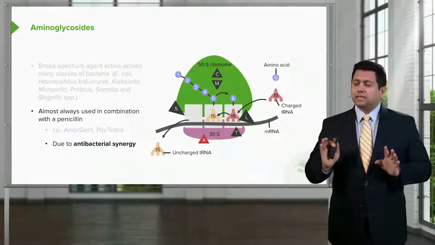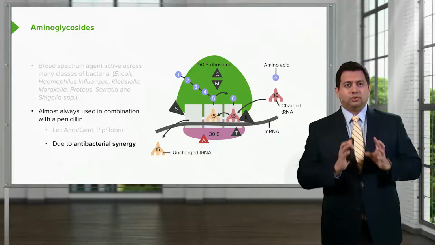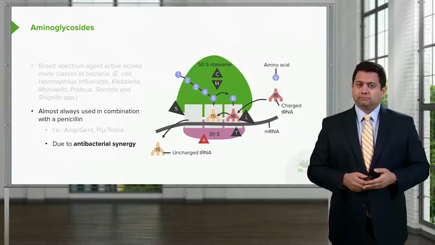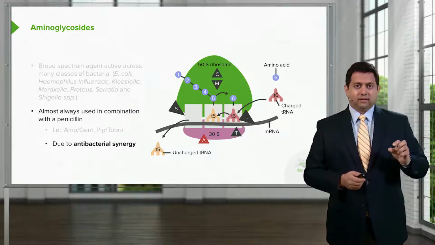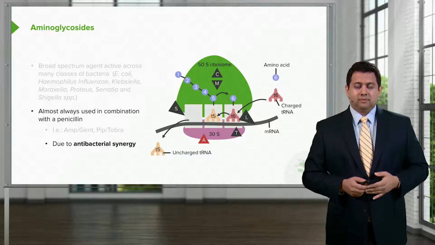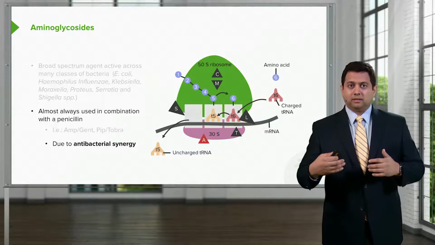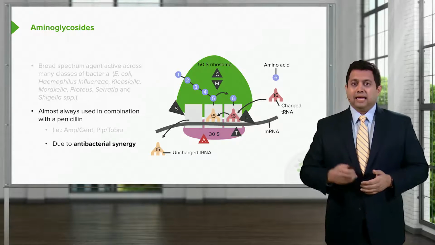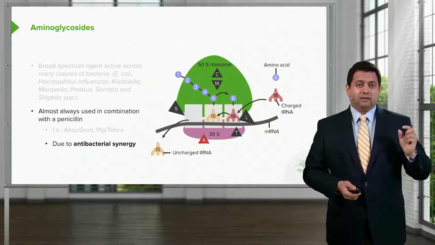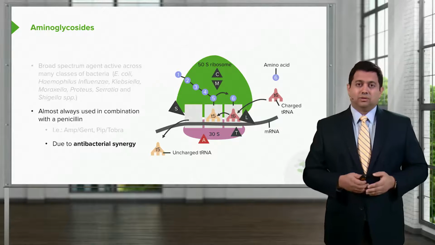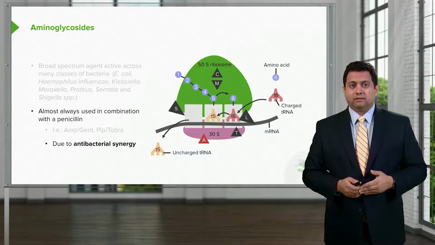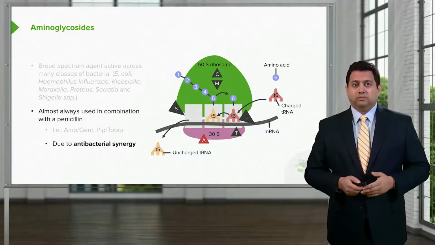The reason why these two combinations work so well is because of something called antibacterial synergy. What does that mean? The ampicillin or the piperacillin, their job is to open up the cell wall. That allows the gentamicin or the tobramycin to get into the cell, and now their concentration near the ribosome is much greater. The ampicillin knocks down the door, and the gentamicin goes in through the door and does the job. That's why these two drugs seem to work so well together, whether they're Amp/Gent or Pip/Tobra.